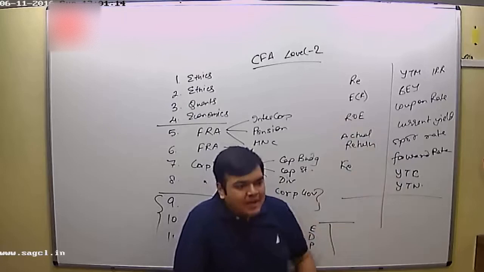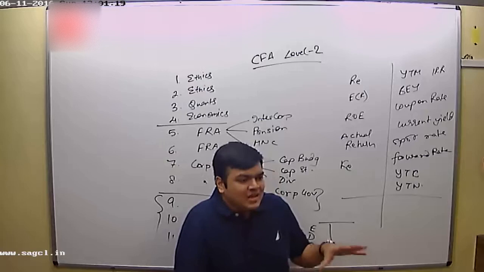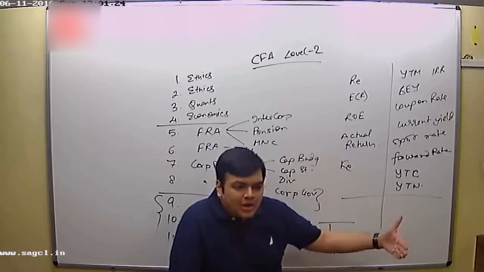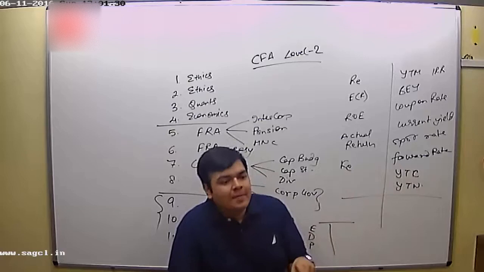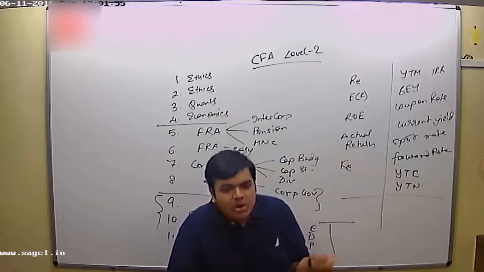So YTM, IRR and BEY could be very synonymous. You could get very confused. Basically, when you calculate the IRR of the bond, that is known as the YTM of the bond. Because if you hold the bond until maturity, you'll realize those cash flows. That is why you call it YTM, because only if you hold it to maturity will you realize that IRR. That is why IRR for the bond is known as YTM.